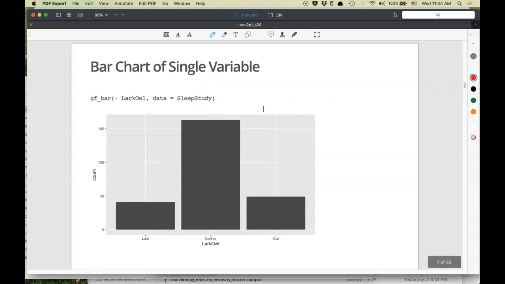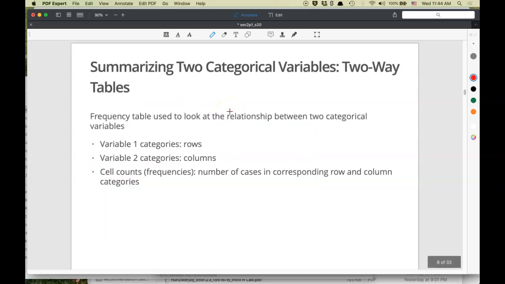All right, so this is from the sleep study data set. If we wanted a bar chart to depict our categorical variable, lark owl, so the number of students in each category of sleep, as expected, we get the 3 plotted along the x-axis. Vertical axis by default is the count or frequency in each category. One could add color if you want. You can explore the options there, and I give some examples from time to time of how to spice things up a little bit.